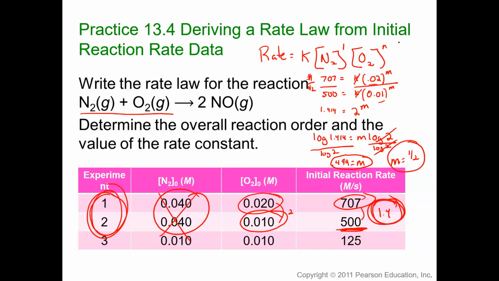So this n right here is 1/2. So how I would read this, this is my rate law. First order with respect to N2, half order with respect to O2. The overall order is literally 1.5. So 1.5 order reaction, or 3/2, however you want to say it.